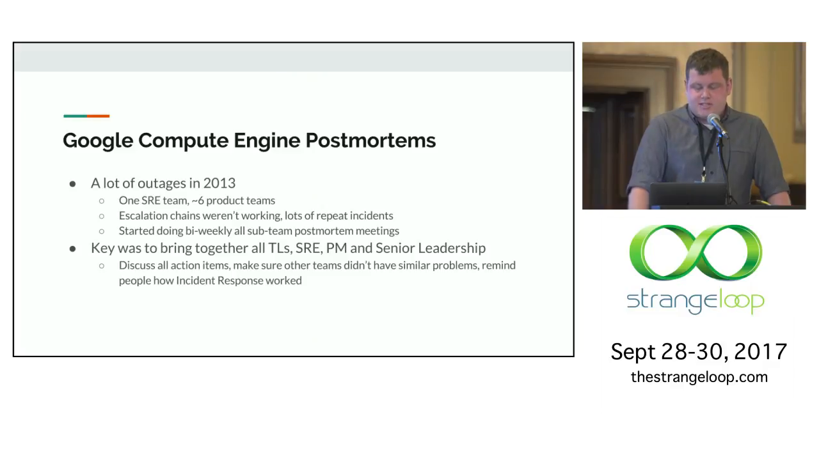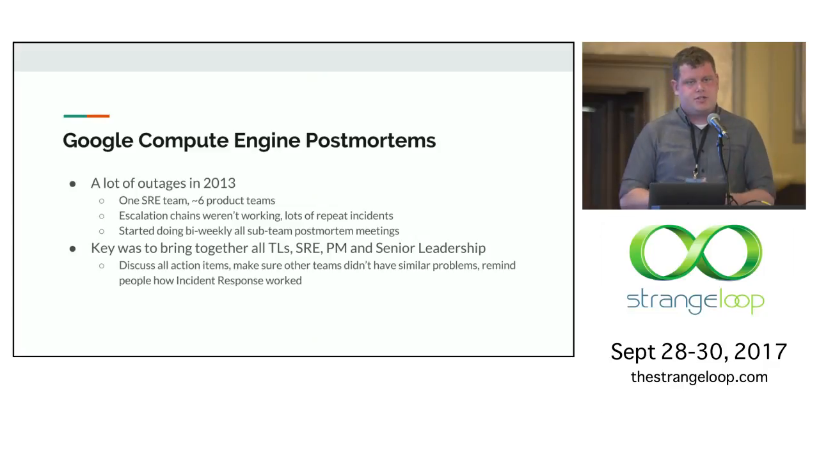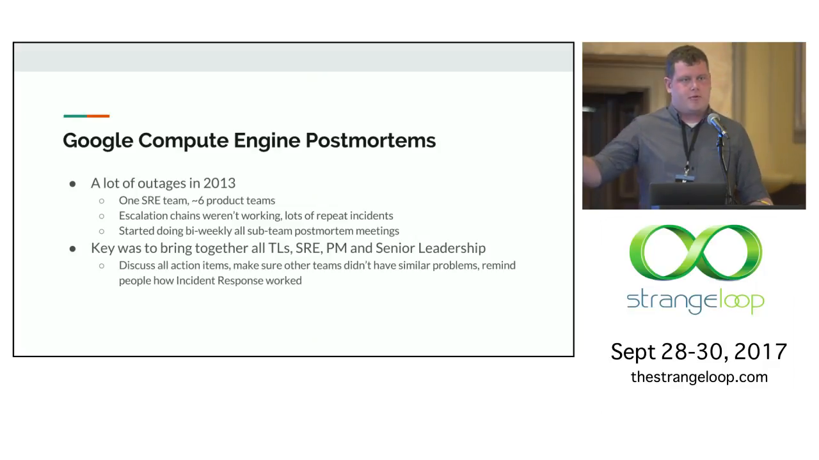There were about 6 different product teams and 1 SRE team. And we were running into the issue where escalation chains weren't working. So people would have outages and not tell someone, and then another team would notice the outage because they were dependent on it, and then they would have an outage, and there was no collaboration going on. And then also people would break for similar reasons. Like the storage team would break for one reason, and then the networking team would break for a very similar reason. So we started doing 2 things.